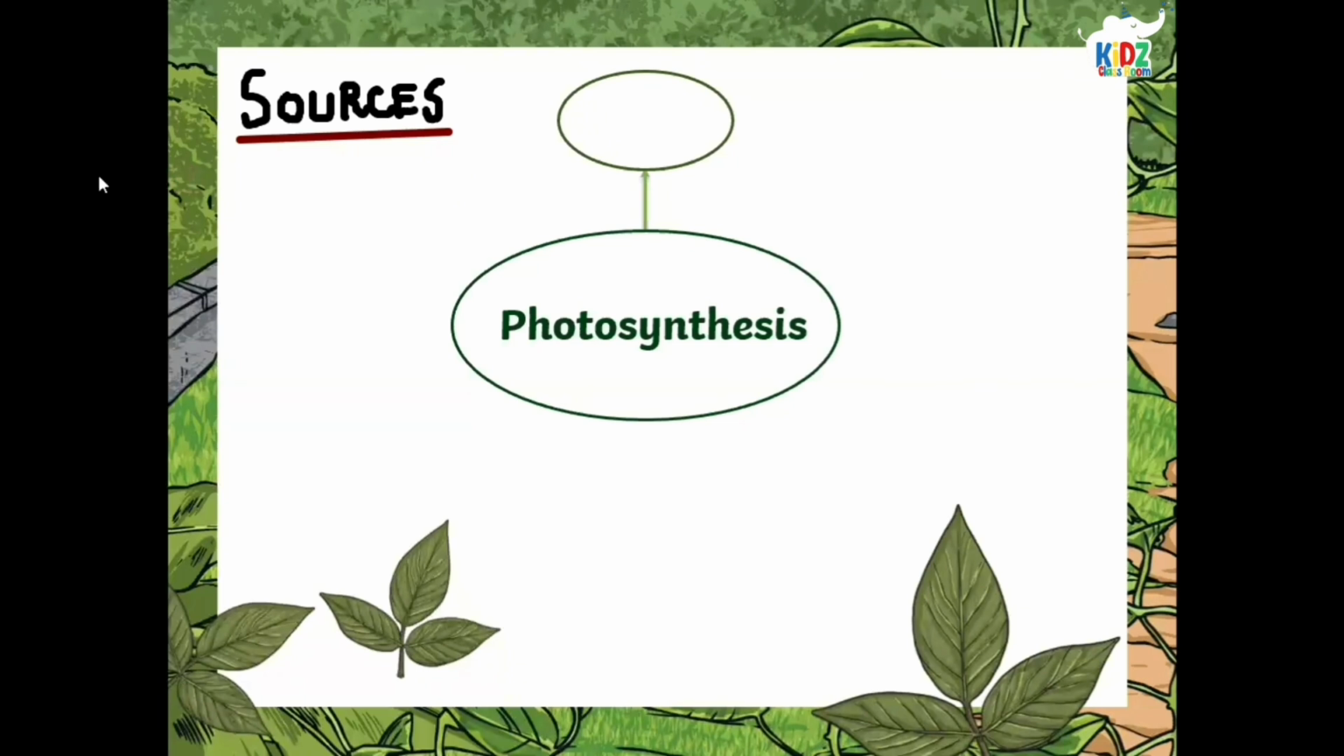Yes, for the process of photosynthesis, we need sun. Why do we need sun? Because we need sunlight. And why do we need sunlight? We need sunlight to perform the process of photosynthesis. So the first source that was required is sun.